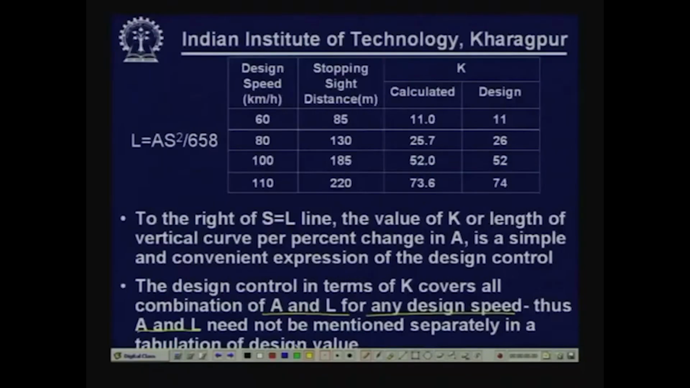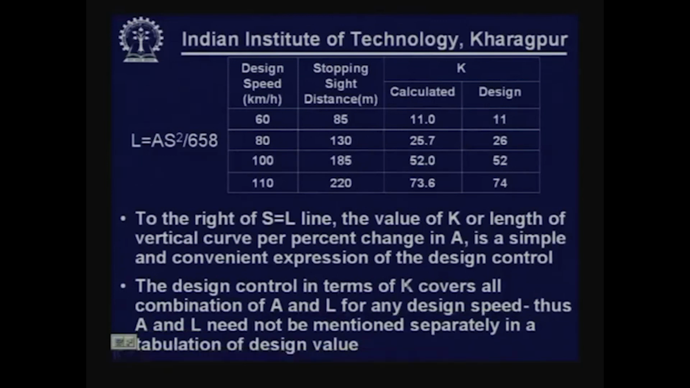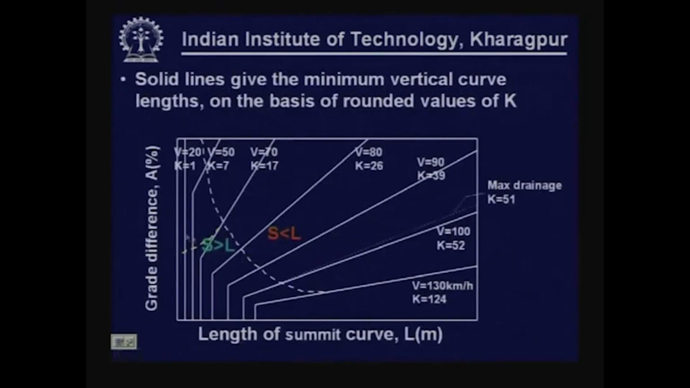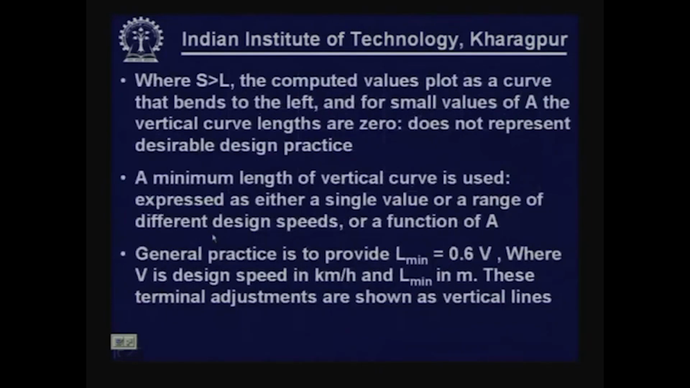Now, again, where S is greater than L, that is the left side of this dotted line which represents S equal to L. So, this is S equal to L, and this side we are talking about when S is greater than L. The computed values plot as a curve that bends to the left, and for small values of A, the vertical curve lengths are 0.